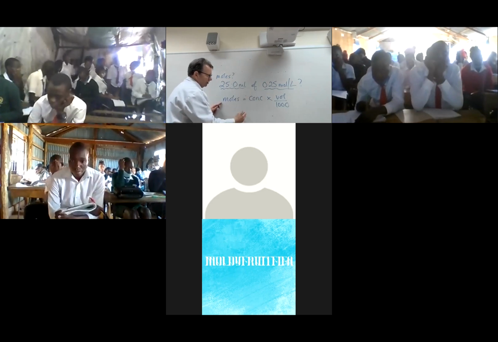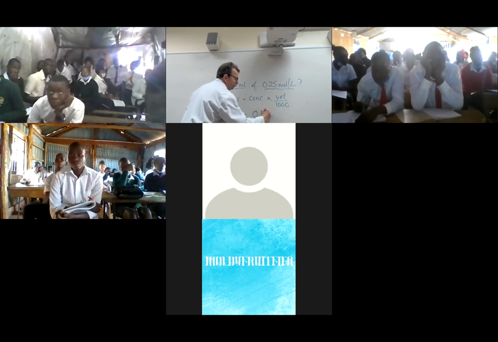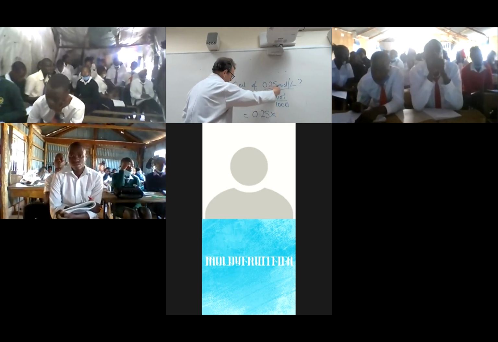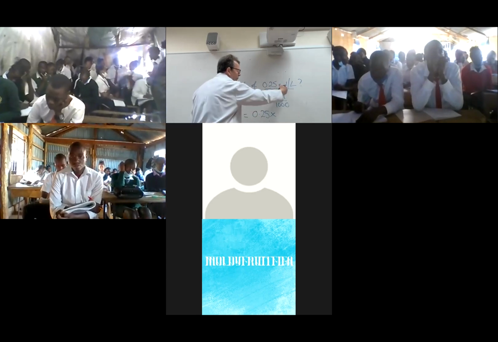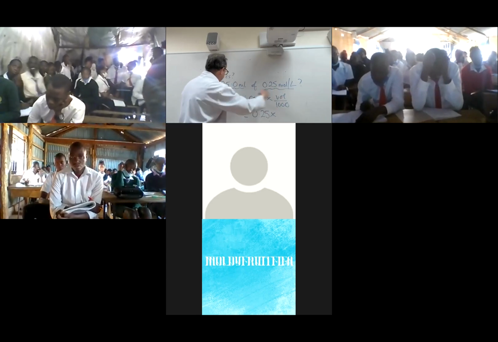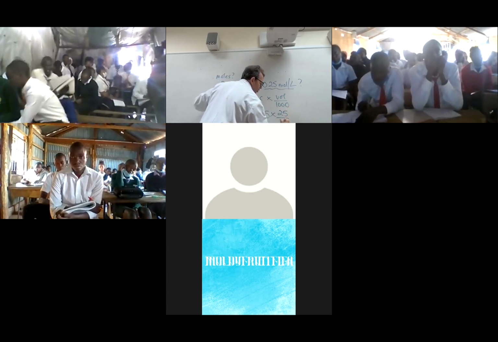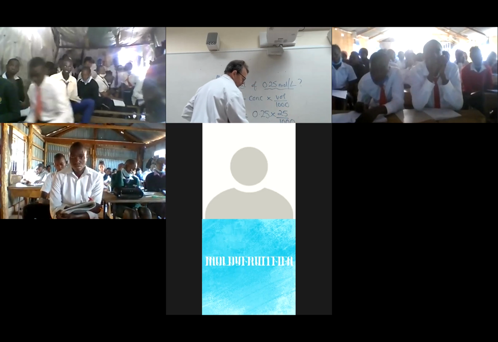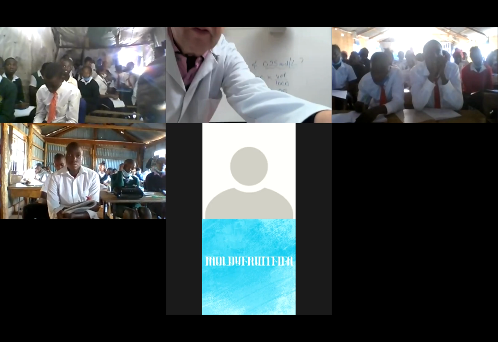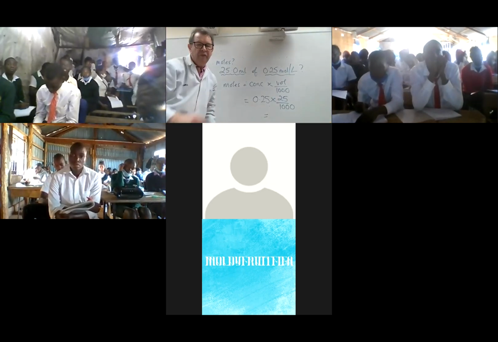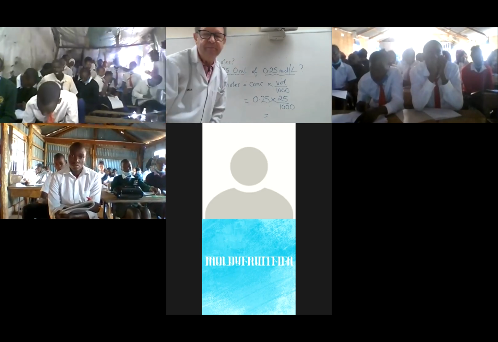So my moles equals concentration, 0.25 here. You must get them the right way round. 0.25 times the volume, 25, over 1,000. Okay? So that equals that. What is the answer? Can anybody tell me the answer, please?